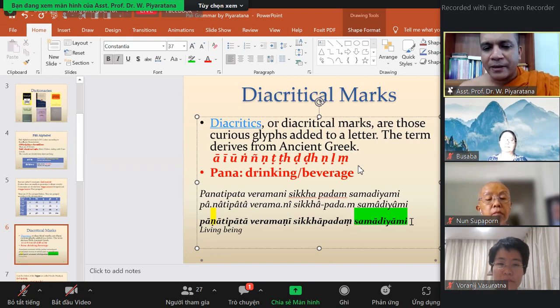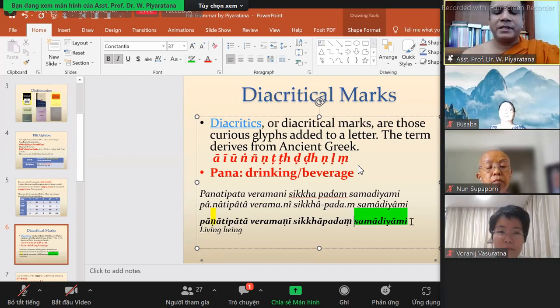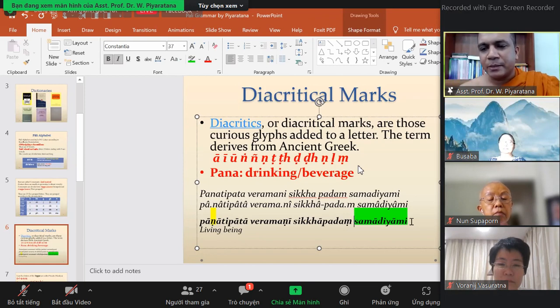Sikkhapadam. Even though there are two terms, we take the meaning as the precept. Sikkhapadam, the precept. I observe or I undertake the precept. Precept of what? Precept of Veramani. Veramani means abstaining.